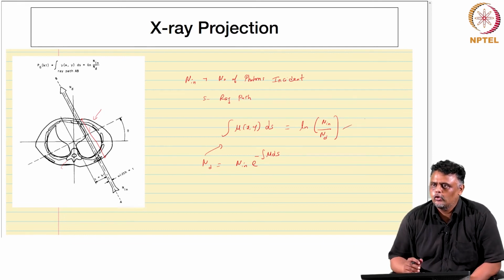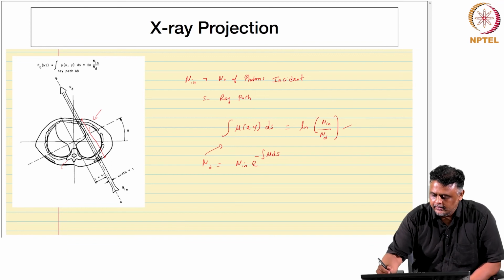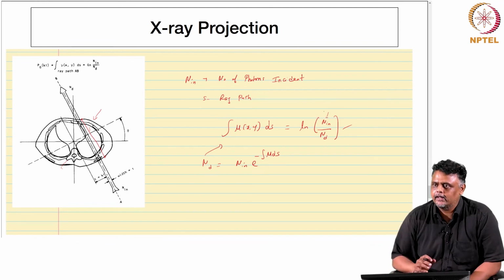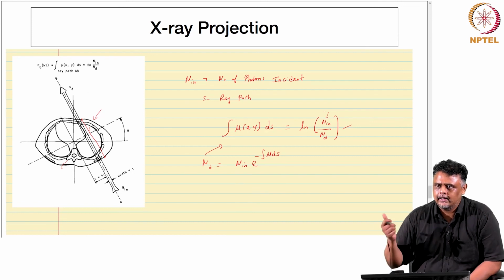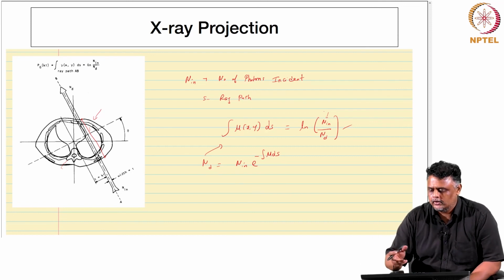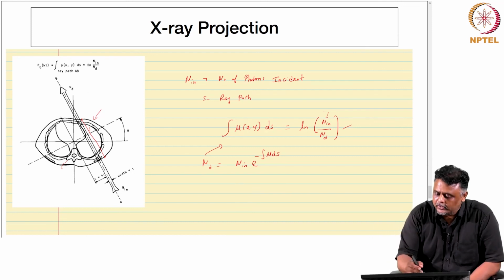Okay. In case you do not know what n naught is, because we always measure the attenuated beam, you can always do a measurement a priori or have one or two detector cells outside of the field of view, so that you can get that number. Okay. So, this is how projections are measured.